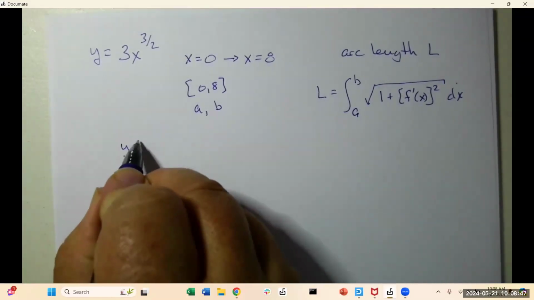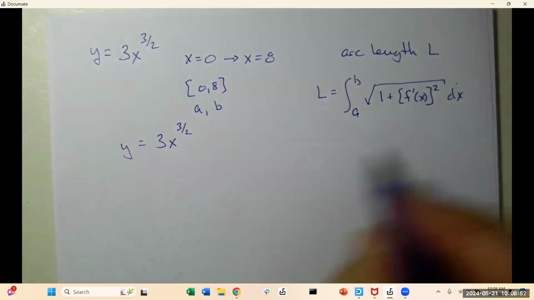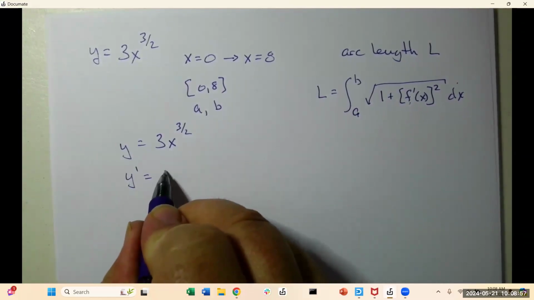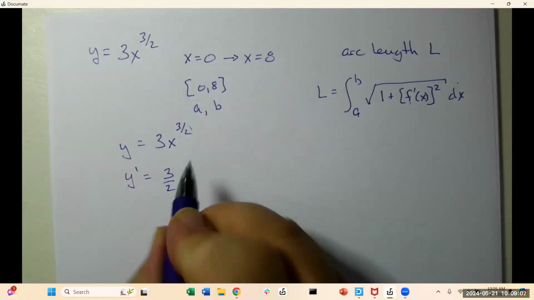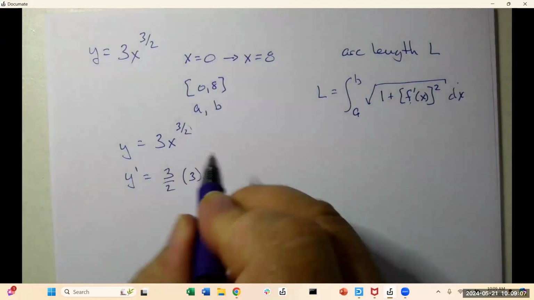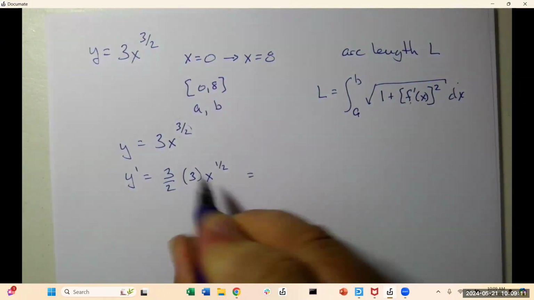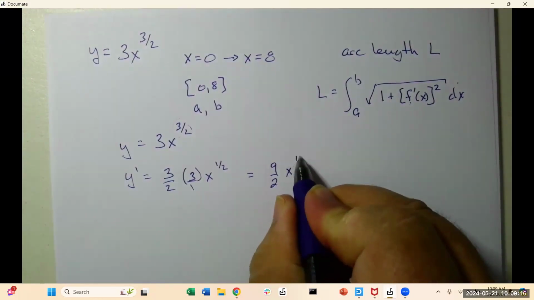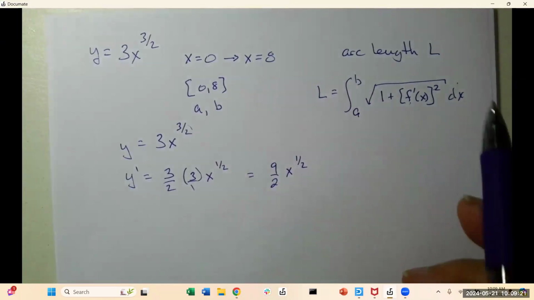So we have y equals 3x to the power 3 halves. We've got to find the first derivative, which is 3, bring the top down, over 2 times x to the power 3 minus 1, which makes it 1/2. So 3 times 3 is 9 over 2, x to the power 1/2. That's the first step. Now we've got to square it.